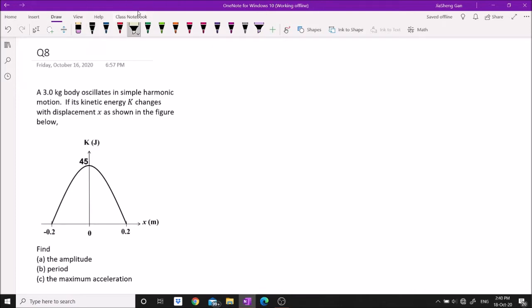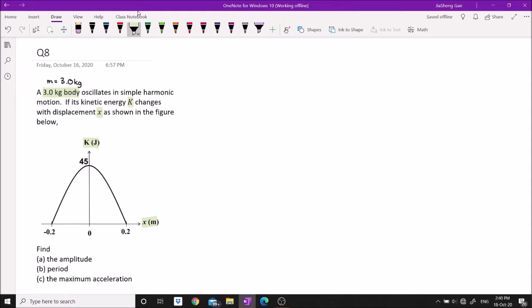Okay, so you are being told that there's a 3 kg body. Translate into mathematical form, it will be m equals 3 kg. And this body is oscillating in simple harmonic motion, SHM. If its kinetic energy K changes with displacement X as shown in the figure below. So the thing that is changing is K, changing with displacement X. So you have a K against X graph here. So this is a graph of K against X. They ask you to find amplitude, period, and maximum acceleration.